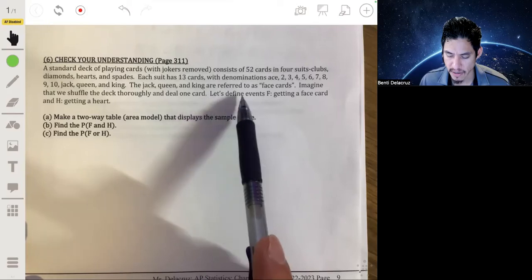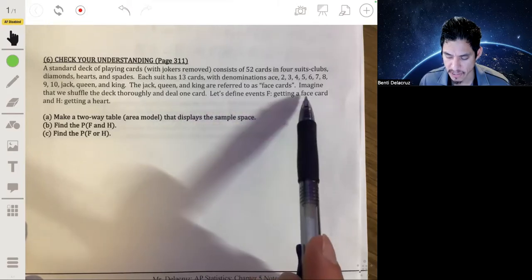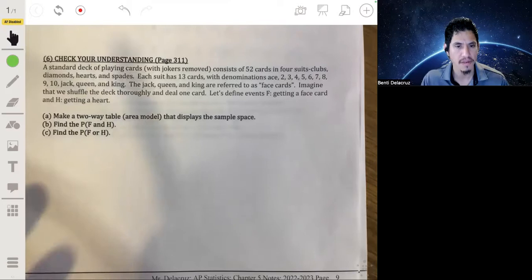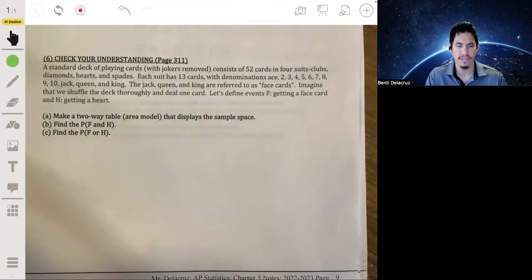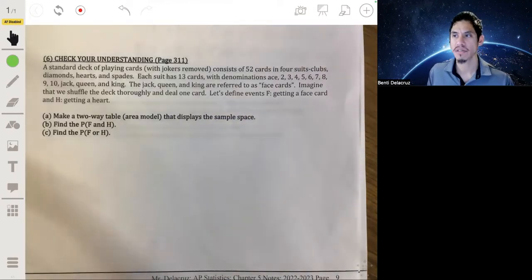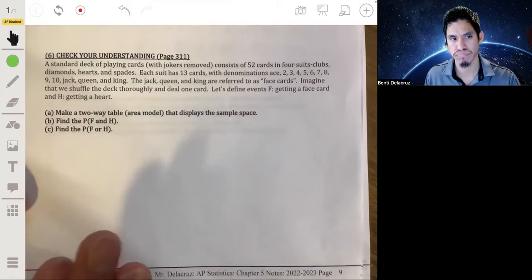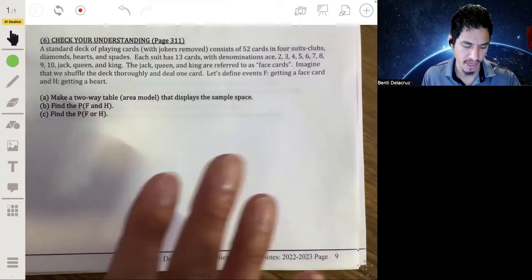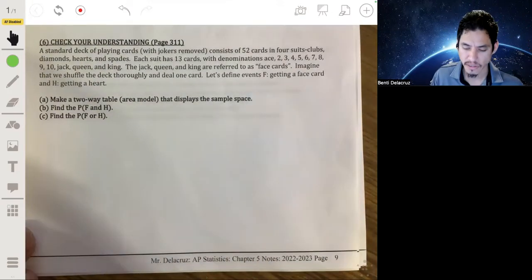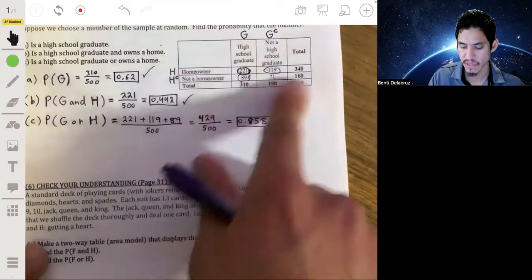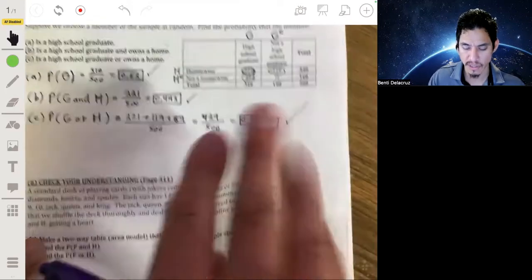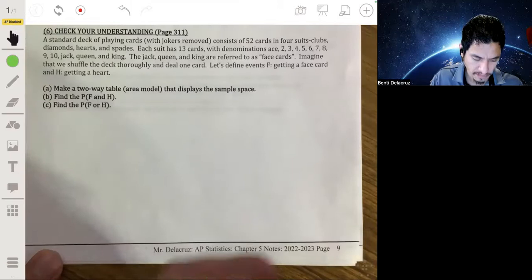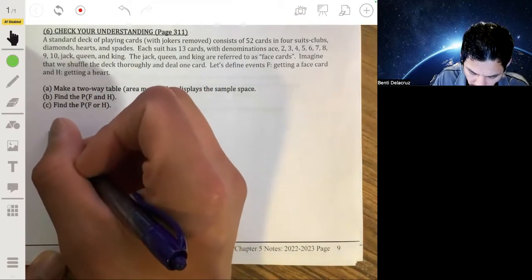Let's define events F as getting a face card and H as getting a heart. We're going to make a two-way table that will show this. You have to know what you're doing, but there's more than one way to set this up, so I don't think there's only one right answer. So we want to write something like this, with rows and columns. Let's start like that.